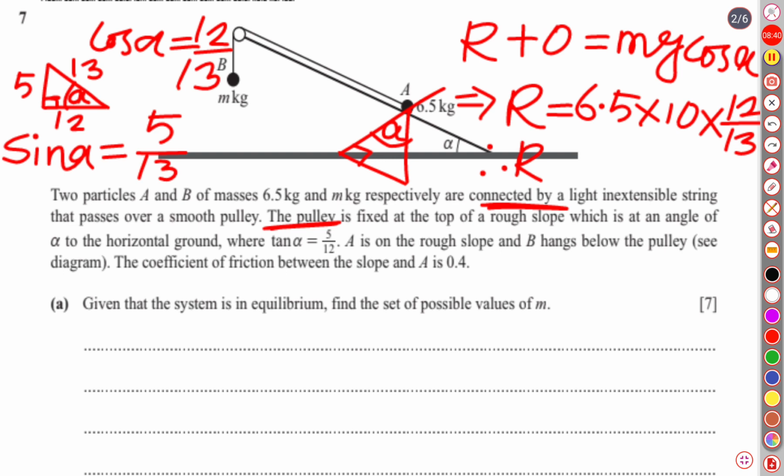R is equal to 6.5 into 10. 6.5 times 10 is 65, and if 13 divides 65, it is 5. 5 12s are 60. So our normal reaction is 60 Newton. 60 Newton is our normal reaction.